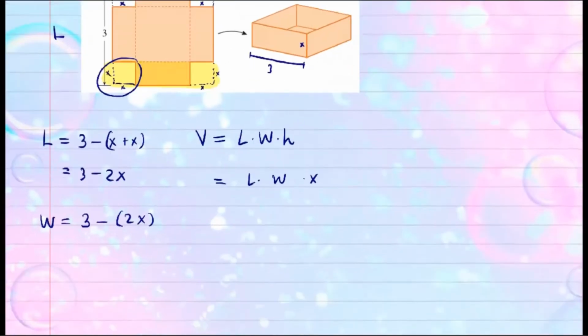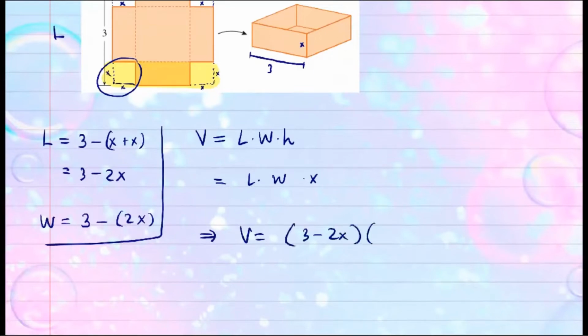Now let's put that into our volume equation. So our volume equation now becomes length, that's 3 minus 2x, the width, which happens to be again 3 minus 2x, times the height, that's x. So that's the volume of this figure, and this is what we want to maximize. So maximize this equation, which is the volume.